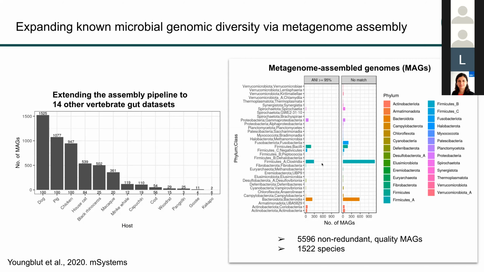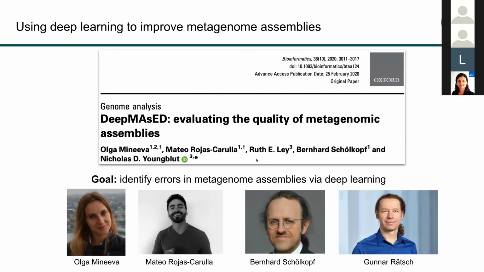As one more aside, you might say, well, how good are these MAGs? The problem is you're assembling them from metagenomes, and people know that they're incomplete and you could have misassemblies. As a quick aside, we have been working on this issue. For instance, we've developed a tool called DeepMAsED, which uses deep learning to try and identify metagenome misassemblies. This was a collaboration with members from the MPI for Intelligent Systems right next door, with Matteo and Bernard, and from ETH Zurich with Olga and Gunnar.